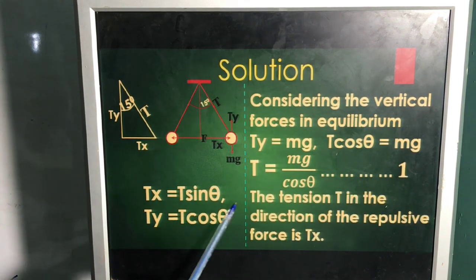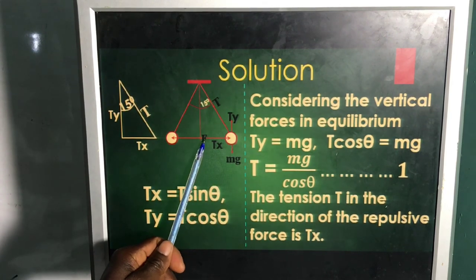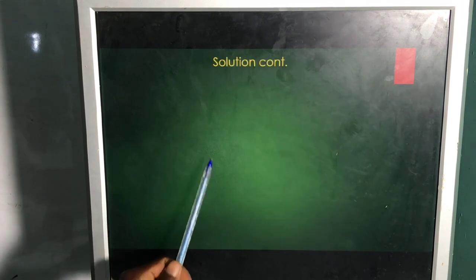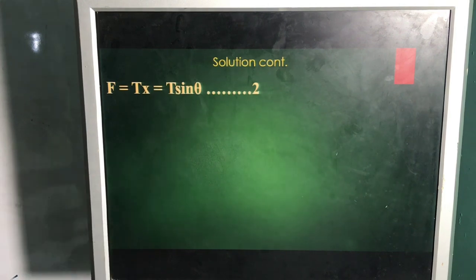Then we consider the horizontal forces that are also in equilibrium. That Tx is producing the F for that matter. We get F is equal to Tx, and that is equal to T sine theta.